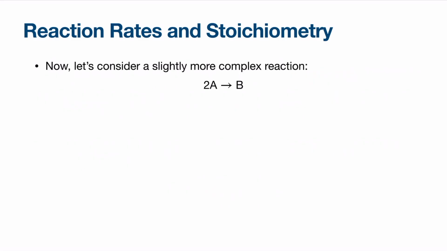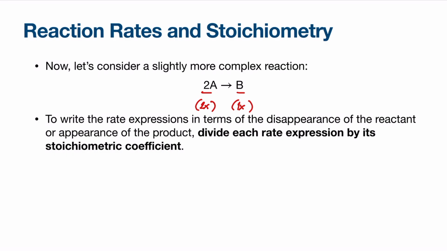We have 2A yields B. Here, the coefficients tell us that 2 moles of A are consumed for every mole of B produced. This means that A disappears twice as fast as B forms. If we were to compare the raw rates directly, they would not be equal. So we need a way to express the reaction rate that does not depend on which substance we measure.